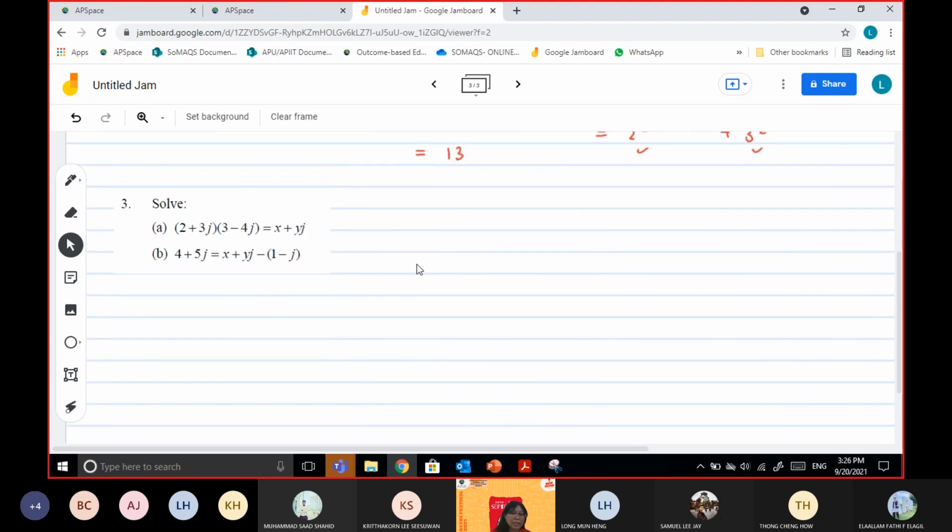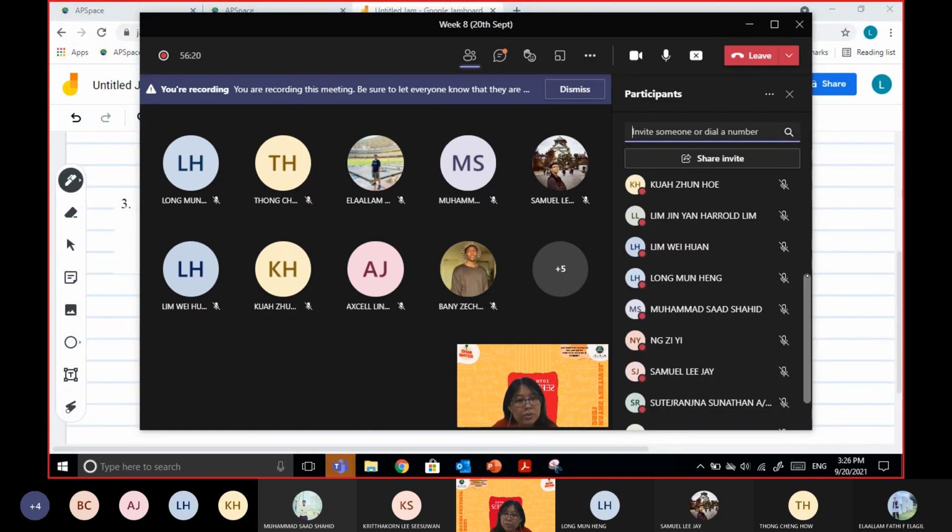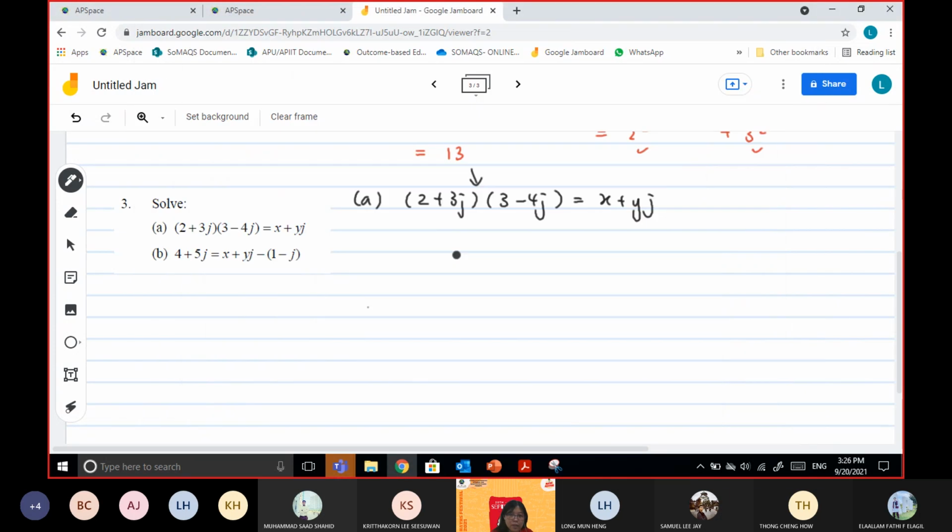Okay, number 3 is a quick one. Okay, so for part A, we need to expand. 2 plus 3j times 3 minus 4j equals to x plus yj. So confirm we need to expand the one at the left first. So can I have another student? Okay, Junho. What is the expansion at the left? Give me the expansion at the left, Junho. Junho, are you here?